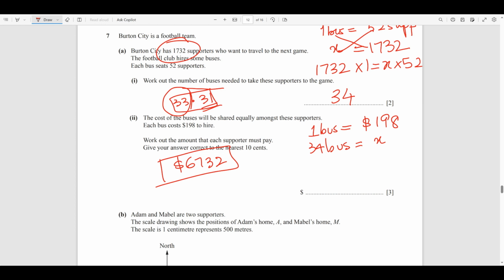So we divide by the 1732 supporters, so 6732 divided by 1732 will give us 3.886. 3.886 correct to the nearest 10 cents. So let's say 3.90 should be it, because this is the first 10 cent place and this is the second. Because this digit is greater than 4, we need to round the previous one forward. So 88 goes to 90.